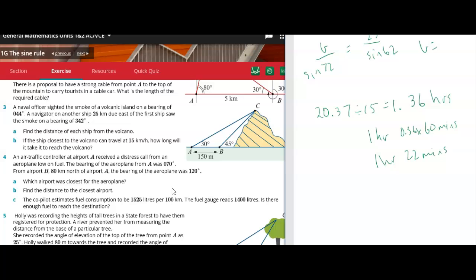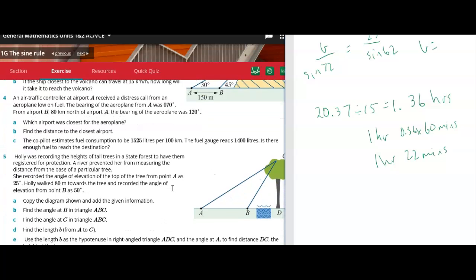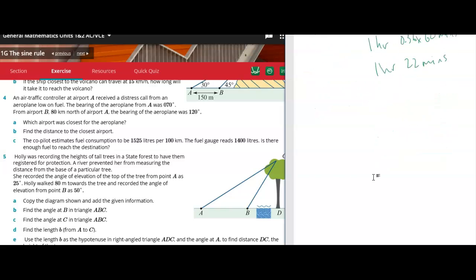All right. Question 4. An air traffic controller, and this one doesn't have a diagram either. This is question 19 in your textbook. An air traffic controller at airport A receives a distress call from an aeroplane low on fuel. The bearing of the aeroplane from A was 70 degrees. From airport B, 80 kilometers north of airport A, the bearing of the aeroplane was 120 degrees.